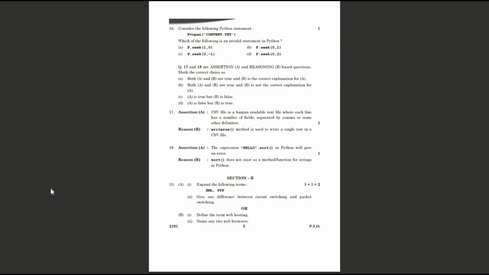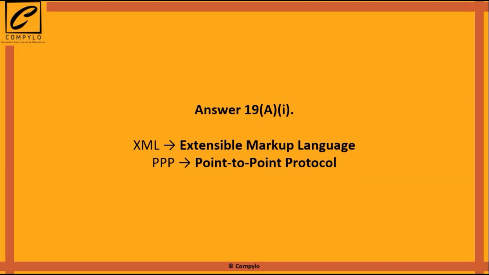Let's move to section B, where first part of question 19A is expand the following terms: XML and PPP. Answer to this question is, for XML, the full form would be Extensible Markup Language, whereas for PPP, it will be Point-to-Point Protocol.